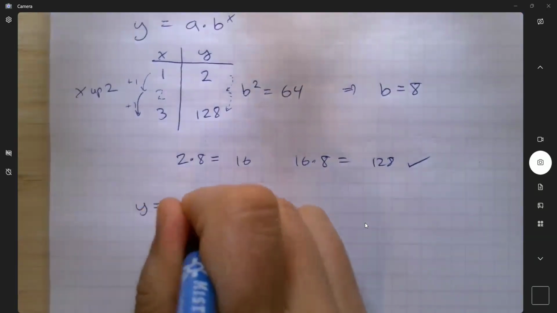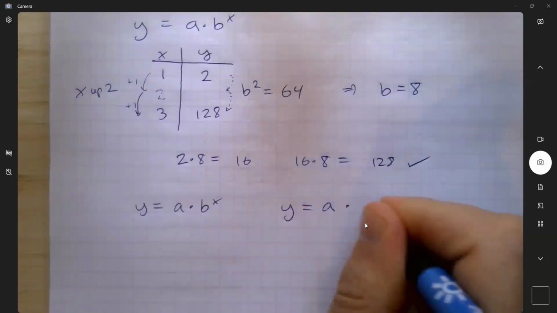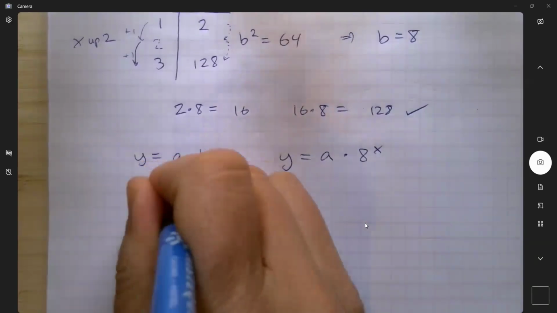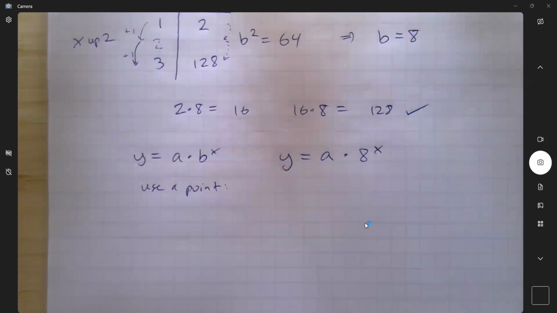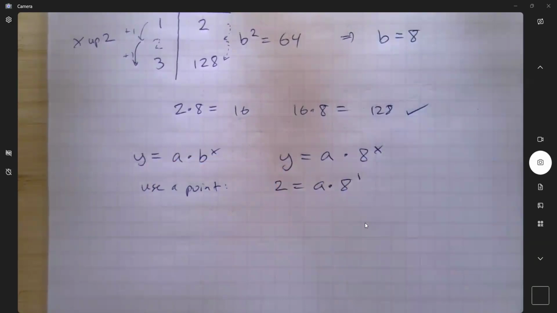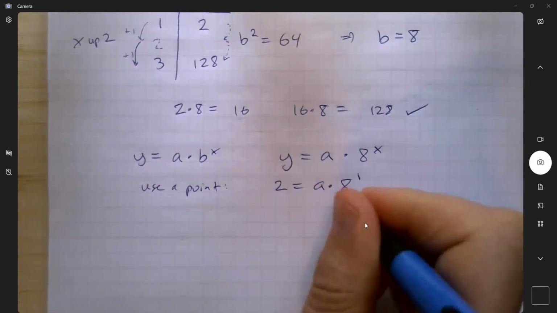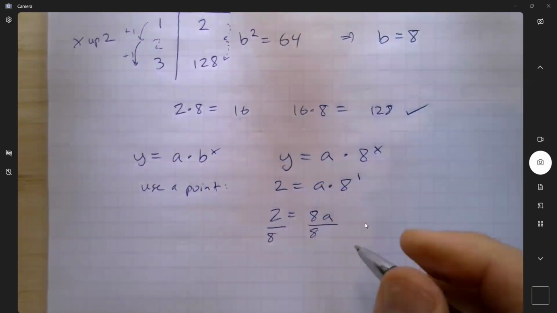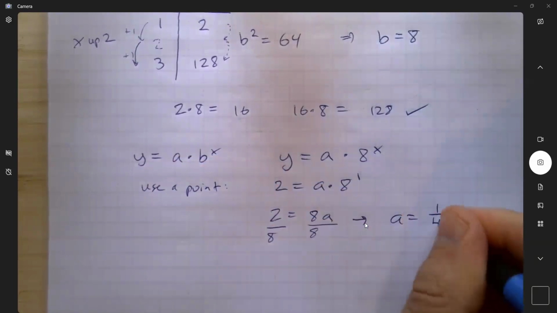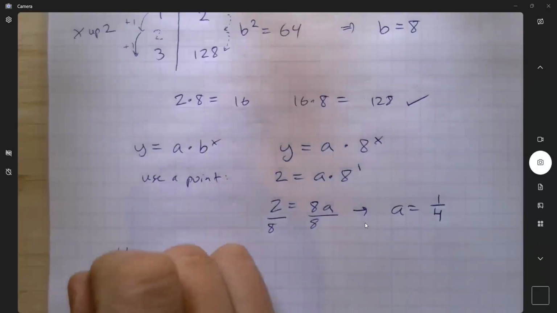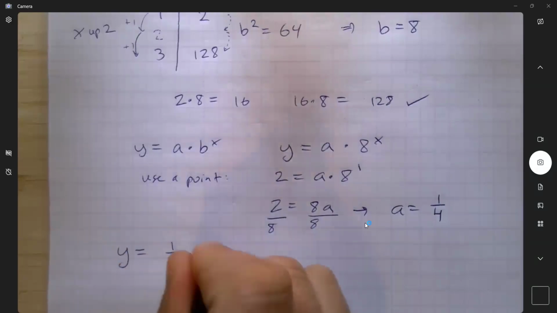Y equals a times b to the x becomes y equals a times 8 to the x. And I use a point. We know that y is 2 when x is 1. So 2 equals 8a. Divide both sides by 8, and I get that a equals 1/4. So I'm able to rewrite my whole equation as 1/4 times 8 to the x.